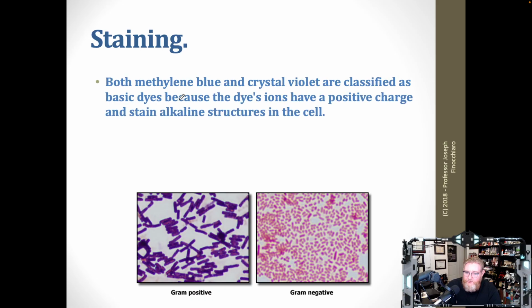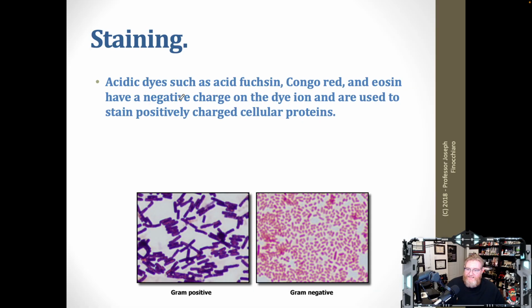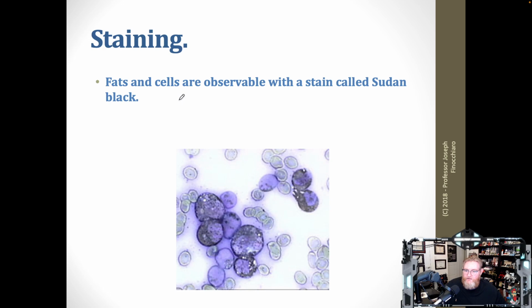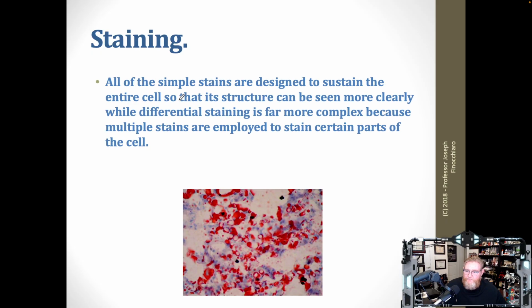Both methylene blue and crystal violet are classified as basic dyes because the dye's ions have a positive charge and stain alkaline structures in the cell. Acidic dyes, such as acid fuchsin, Congo red, and eosin, have a negative charge on the dye ion and are used to stain positively charged cellular proteins. Fats in cells are observable with a stain called Sudan black.